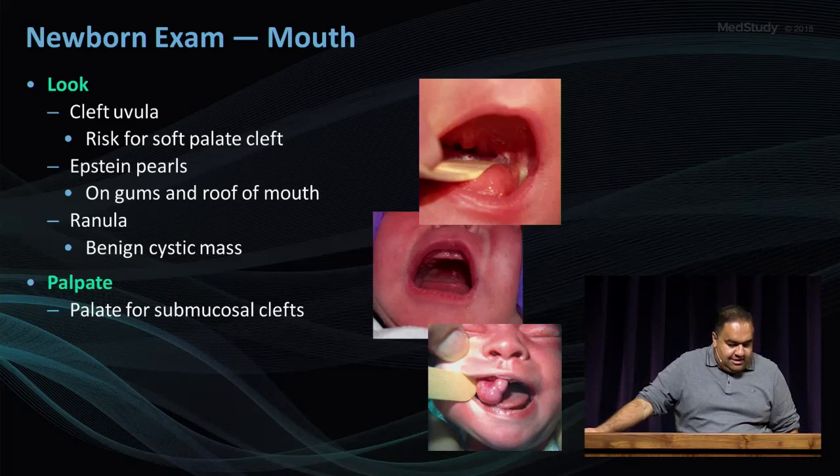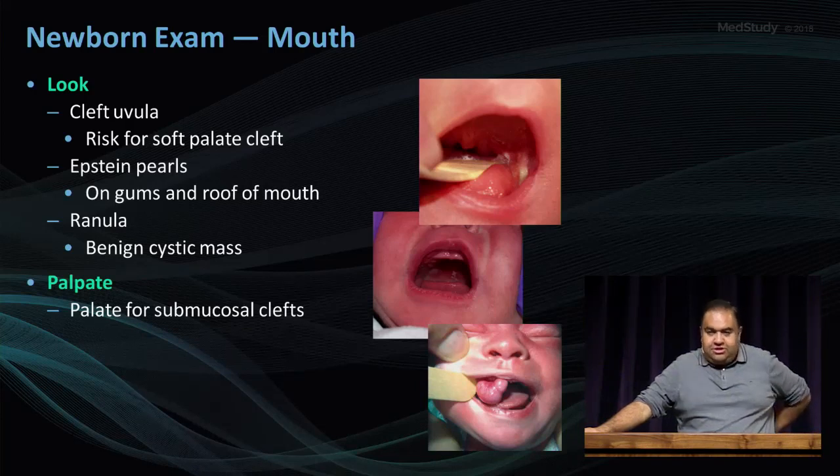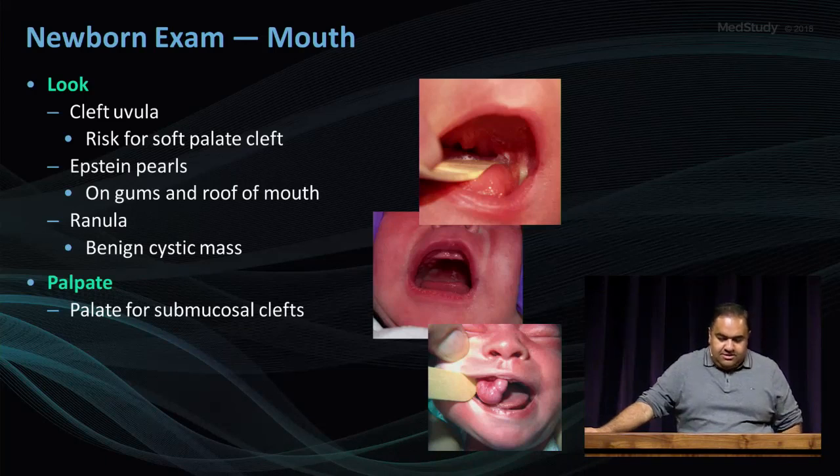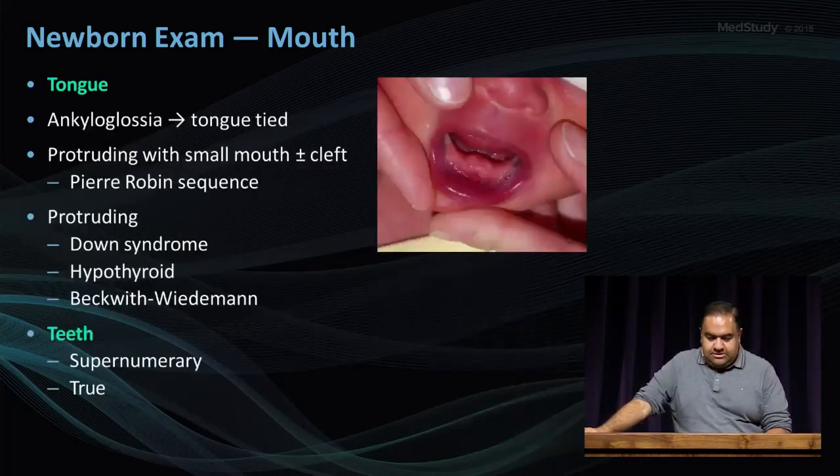Ranulas are benign masses. These are benign mucoceles. Usually they're underneath the tongue, in that floor of the mouth area, is where you're going to see a ranula. And then you want to palpate for submucosal clefts as well.